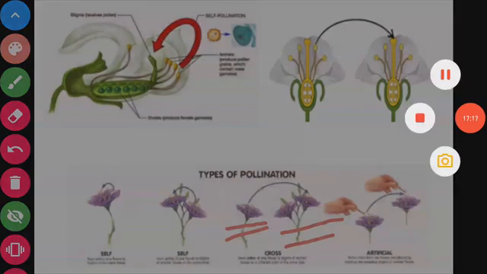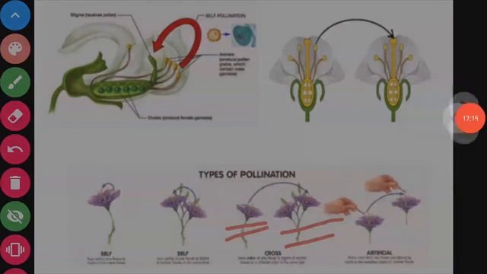In the next lecture we will discuss the pollinating agents.